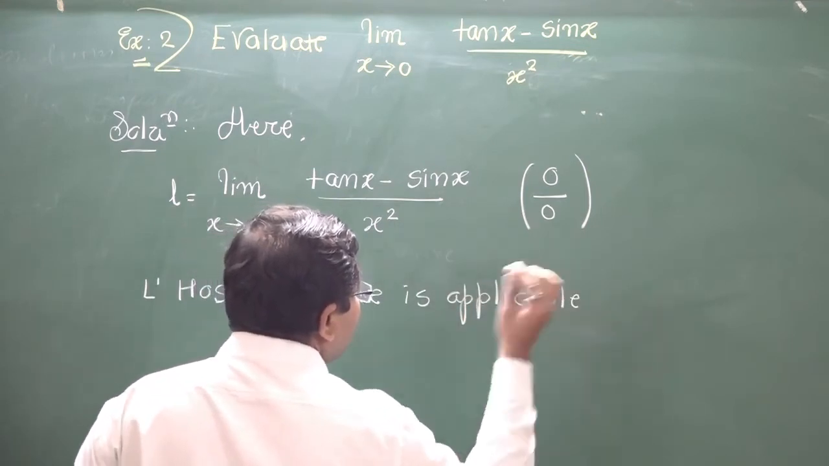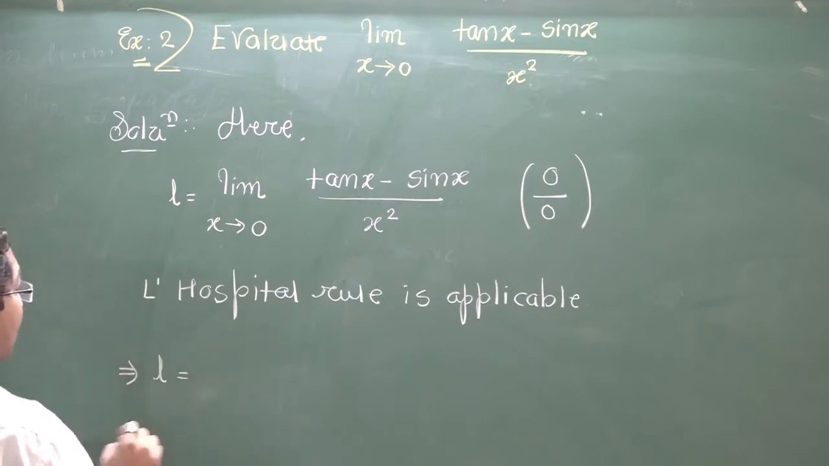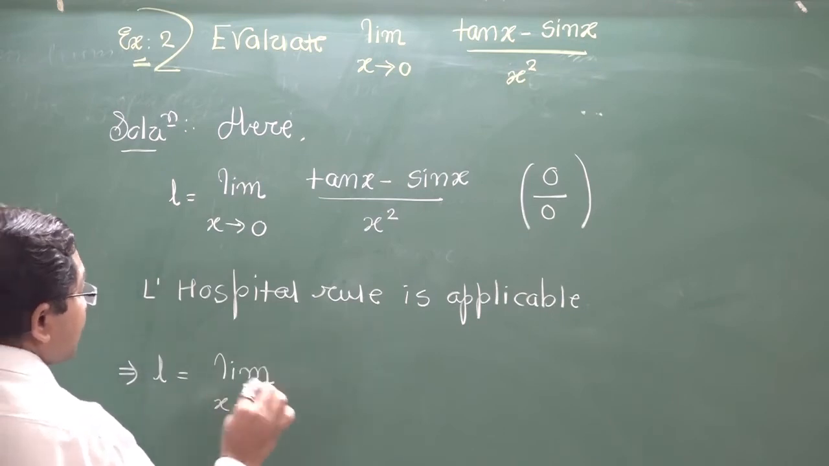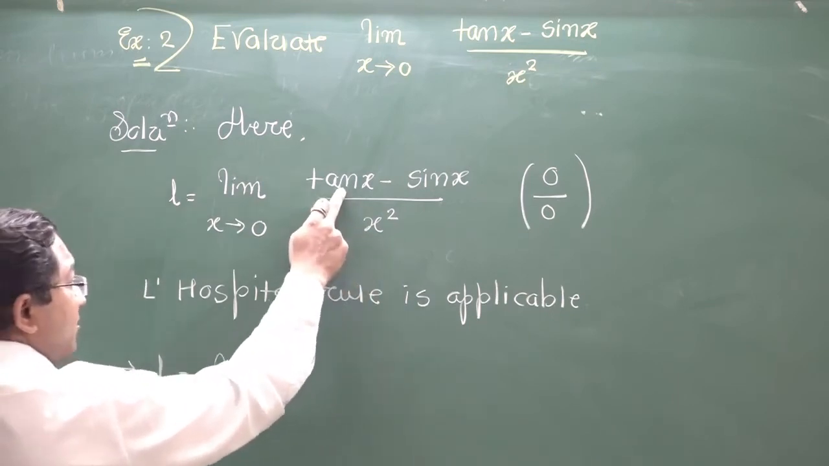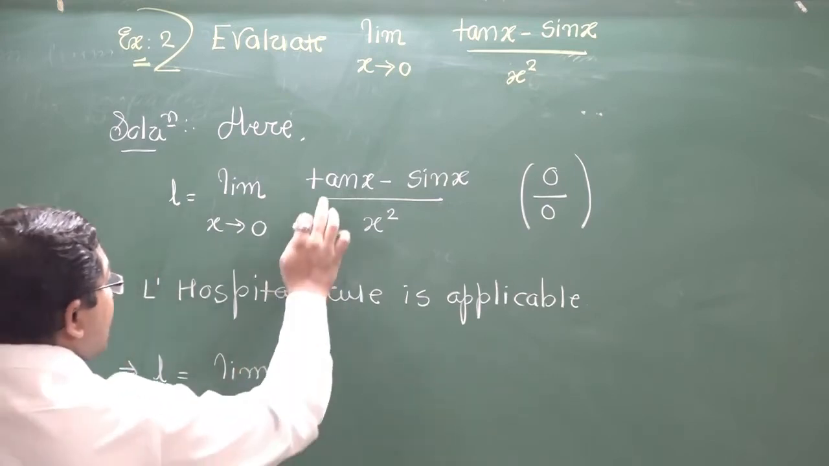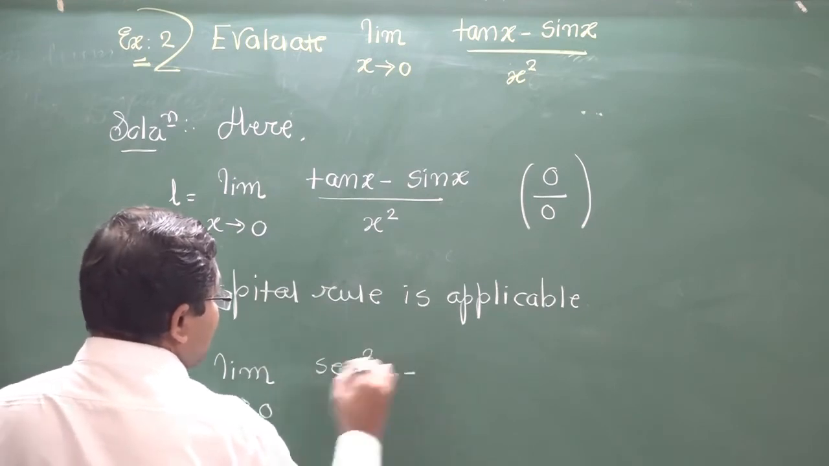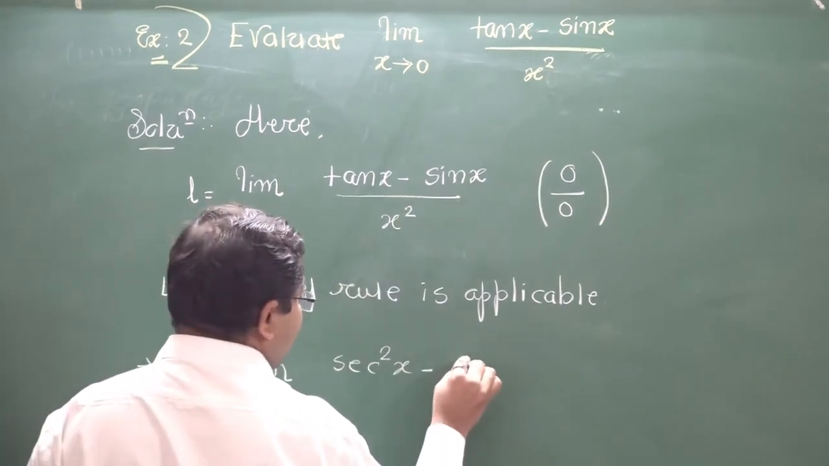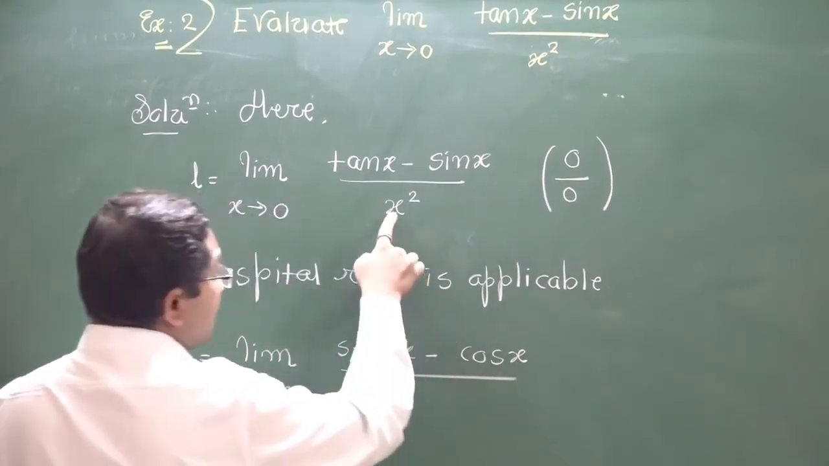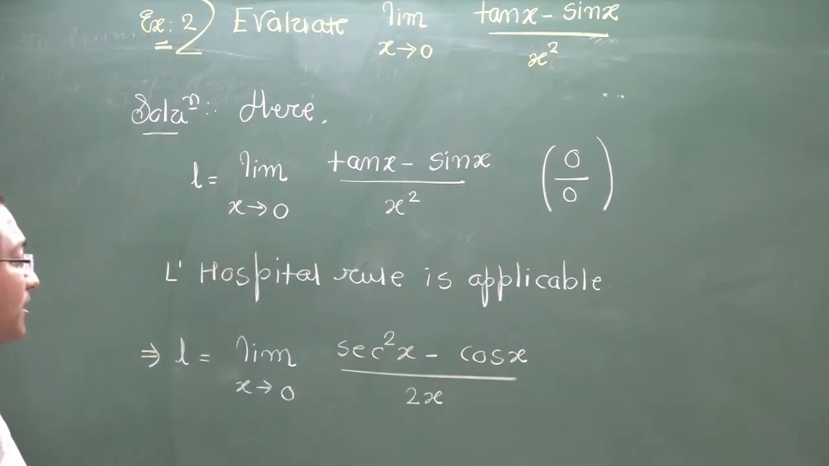So according to L'Hospital rule, it follows that limit L equal to limit x tends to 0, differentiation of tan x. We are familiar with the formulas of differentiation and integration. So differentiation of tan x is sec square x minus differentiation of sin x, which is cos x, upon differentiation of x square, which is 2x.